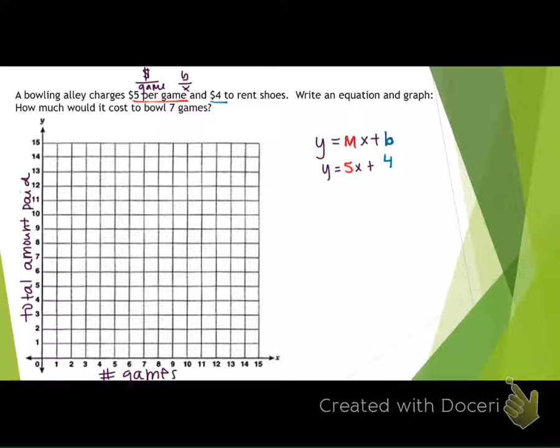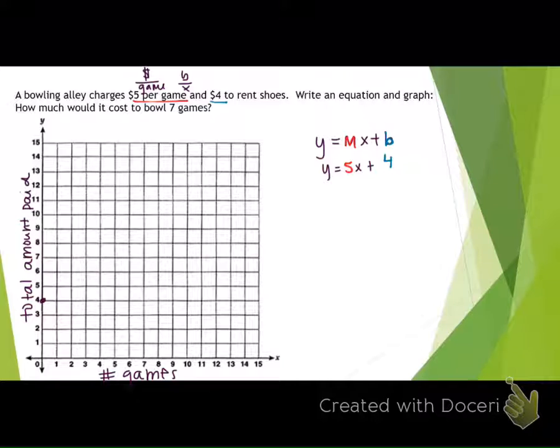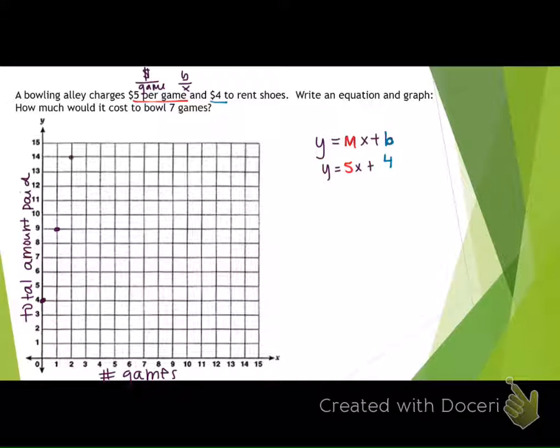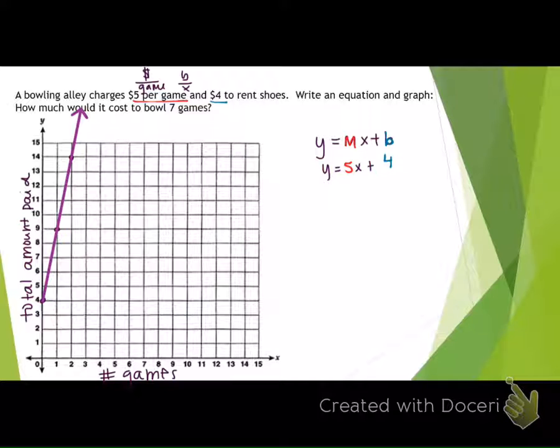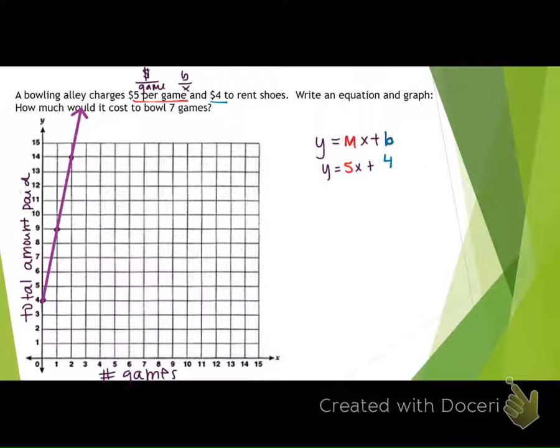So if we graph that, we start at 4, and we go up 5 over 1. Up 5 over 1. Okay, should you have your arrow going in both directions? Should your arrow continue on this way? No, you can't have negative games, right? That's why the first quadrant is the only quadrant given here. It's because you can't have negative money or games. You're not going to be able to play if you have negative money.